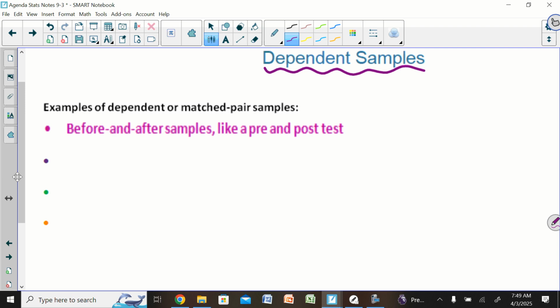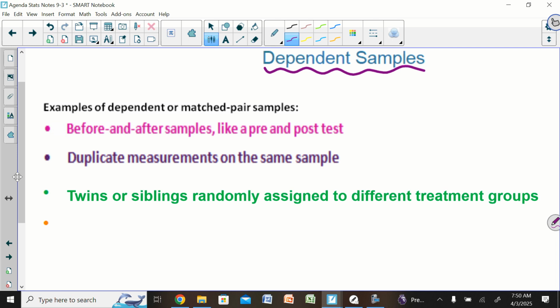An example of that would be a before and after, pre and post test. Drinking this energy drink will make me be able to lift more weights. At the beginning of a season, running the mile, and then at the end, looking at improvement in times. We might have duplicate measurements on the same sample. So I use the same people, very similar to before and after. Sometimes we can do twins or siblings, and we randomly assign them to different treatment groups.